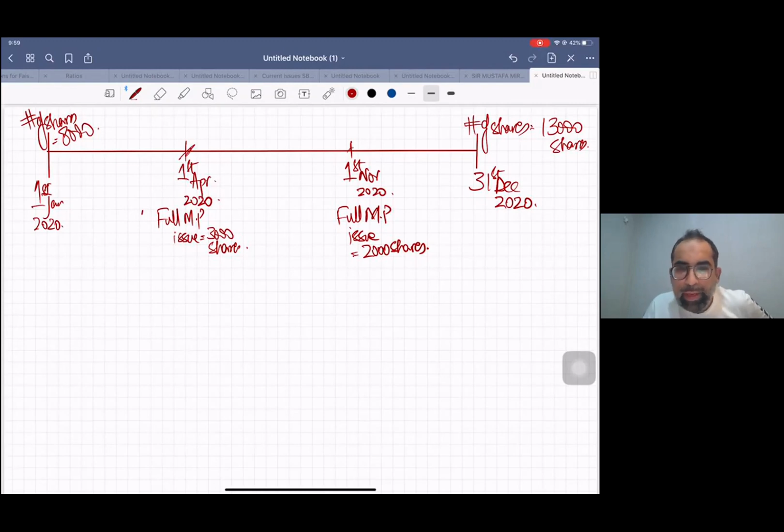So now I invite you all to calculate weighted average number of shares. Come on, do it. It's basic maths. You have 2 minutes, quick.